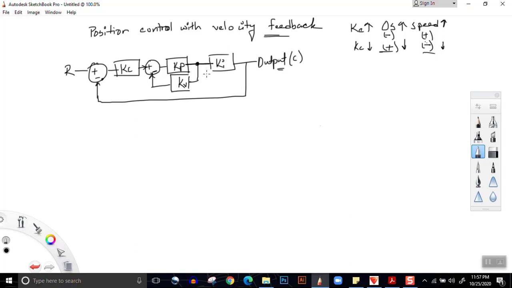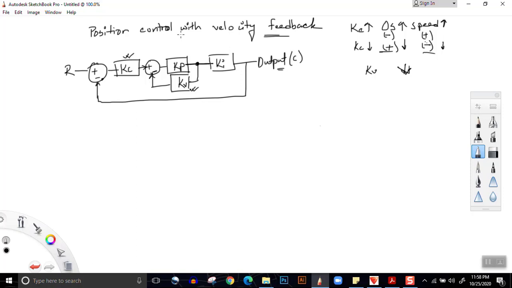Now, the nature of operation is, we will increase Kc to increase the speed, and we'll increase Kv to decrease the overshoot. So Kc will be increased to increase the speed, and Kv will be increased to decrease the overshoot. So as a result, we can improve the overshoot using Kv, and we can improve the speed using Kc, which will be working independent of each other. And as a result, we will get better performance in all respects.